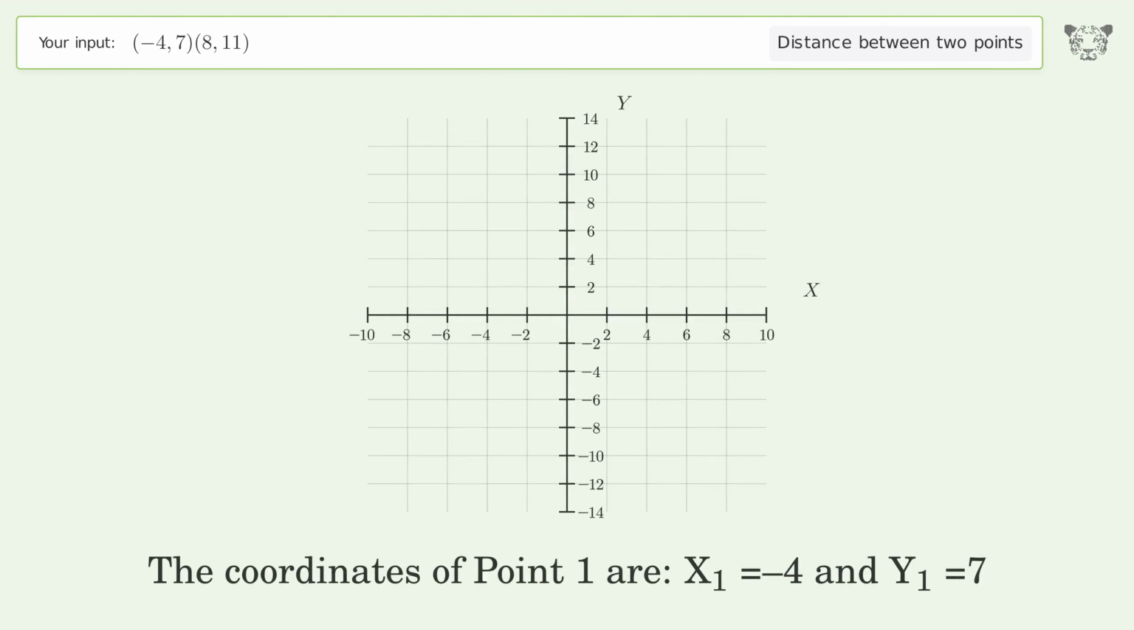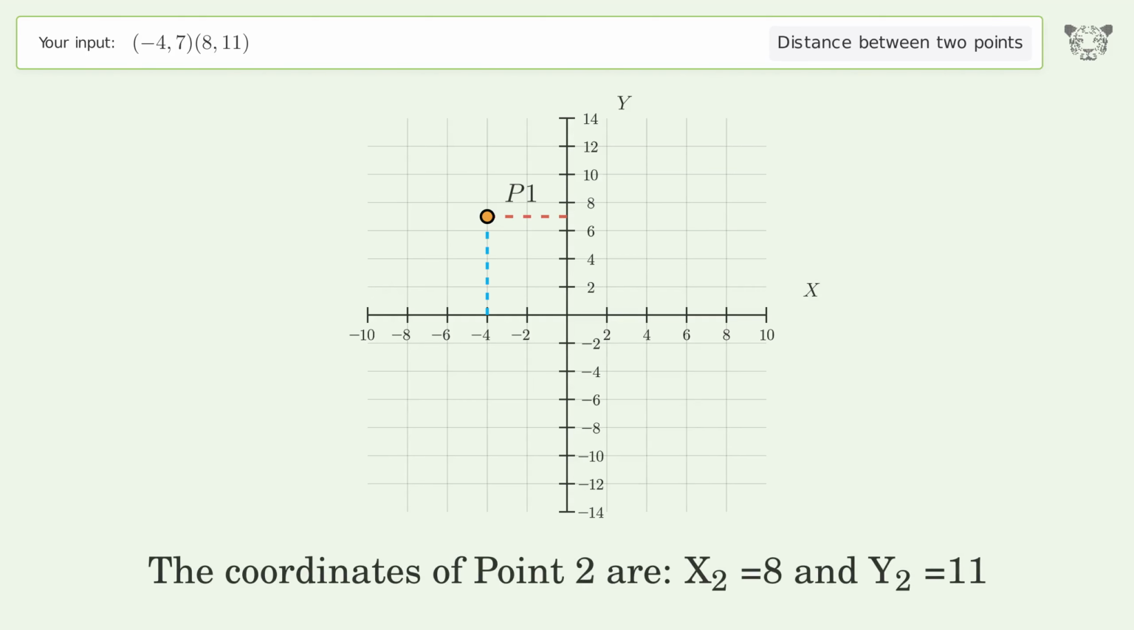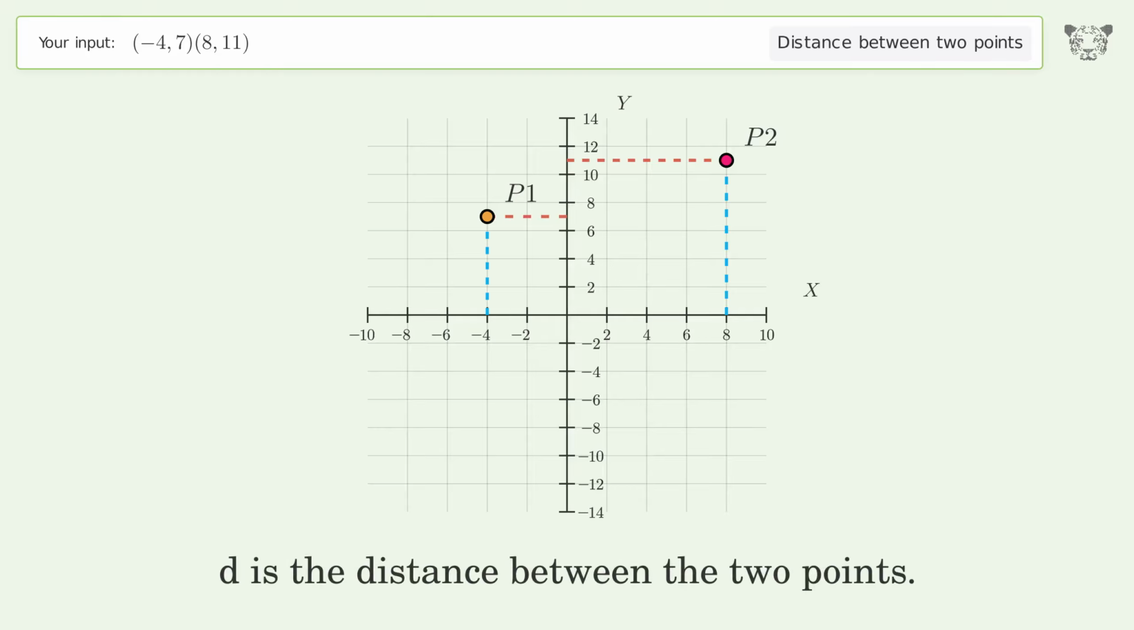The coordinates of point 1 are x1 equals -4 and y1 equals 7. The coordinates of point 2 are x2 equals 8 and y2 equals 11. D is the distance between the 2 points.